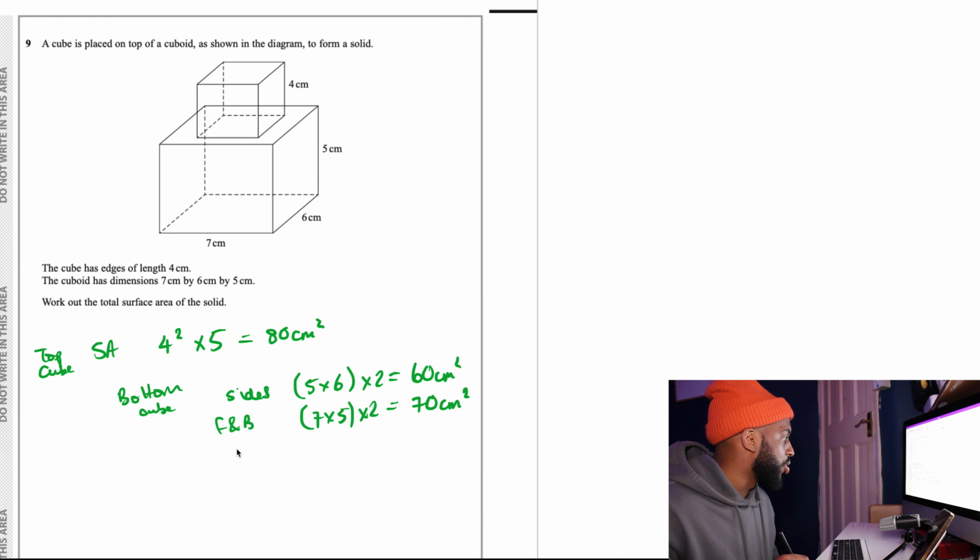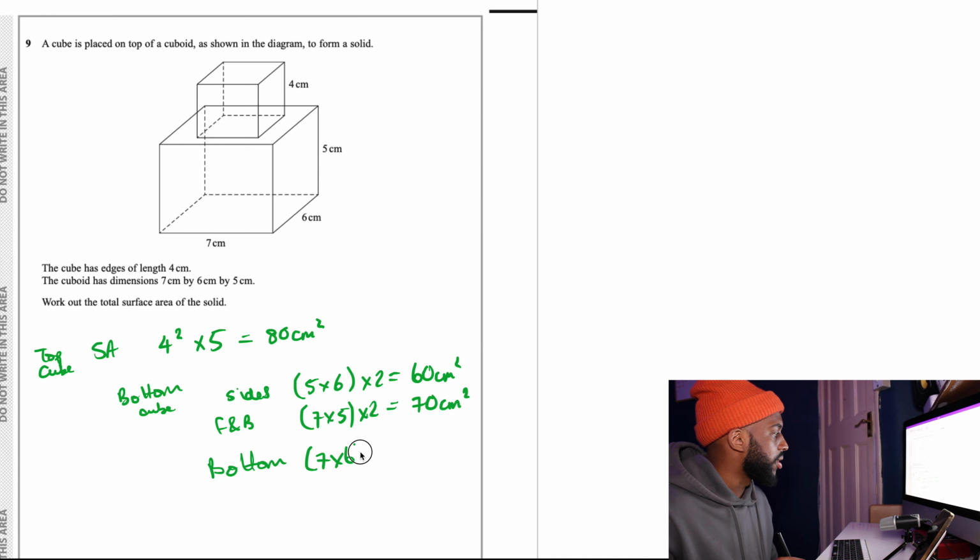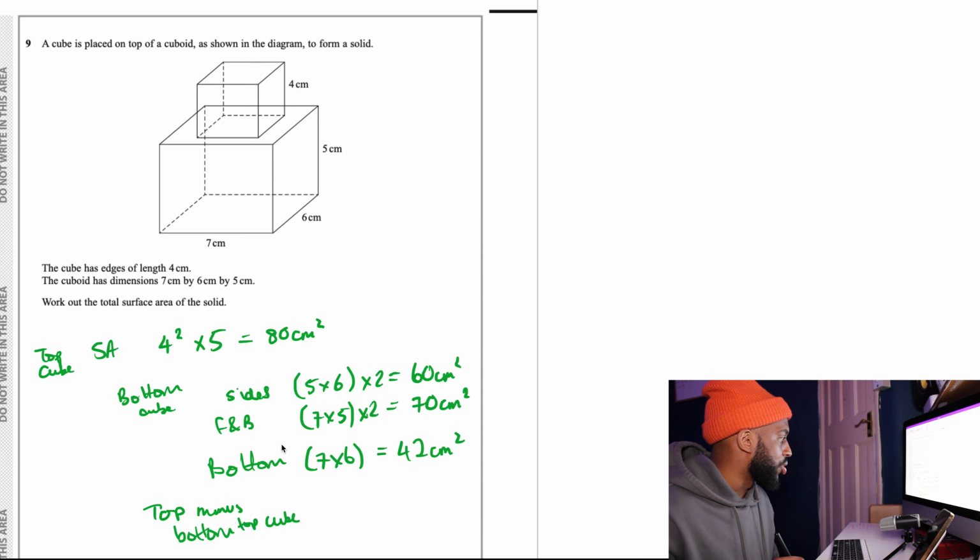And then we're going to get the bottom. So that bottom bit is going to be 7 times 6, which is 42 centimeters squared. And remember the top that I mentioned at the beginning, we're going to find the top of the bottom cube and minus the bottom of the top cube. So that is going to give us the top minus the bottom of the top cube. Bit confusing, but I'm sure you understand.